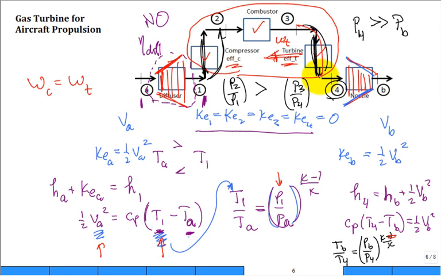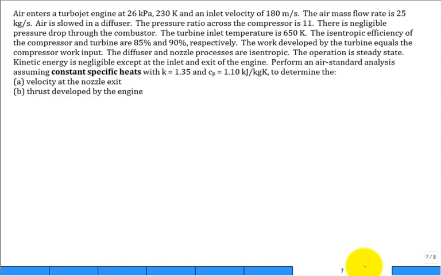All right? So let's solve a problem. Air enters the turbojet engine at 26 kilopascal, 230 Kelvin. Tell me a little bit about this pressure. High pressure, low pressure? I mean, what's the pressure in this room right here? 100. It's high altitude. This is aircraft engines operating at high altitude. What about this temperature? Tell me a little bit about that temperature. You know, it's pretty cold air up there at that high altitude.